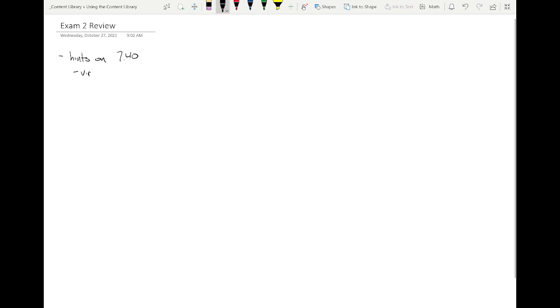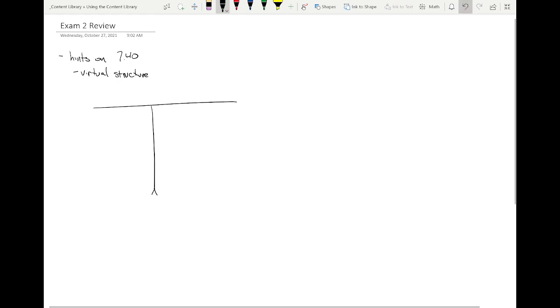Let's start off with the virtual structure, because if you read the assignment, that was what I wanted you to start with, the virtual structure first, and there was a reason for that. So here's the structure, and I'm just going to draw it as lines. I'm not going to add the beam depth and whatnot. Okay, and let me put some labels on this. So this is A, and then point B is right here. This is D, this is C, and this is E.